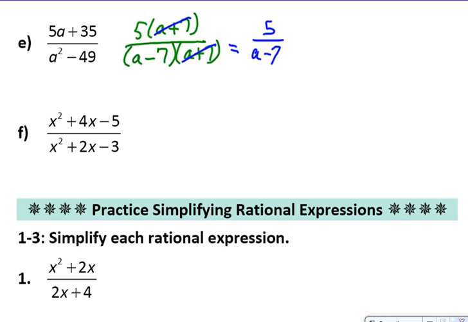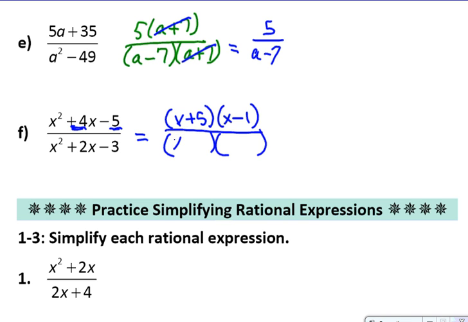Then F, short AC, so I'm going to have x plus 5, x minus 1, which multiplies to be negative 5 and adds to be positive 4, over the denominator, which factors into x plus 3, x minus 1, multiplies to be negative 3 and adds to be positive 2. Looking for that clever one, we see these are the same, and that is going to leave me with x plus 5 over x plus 3.